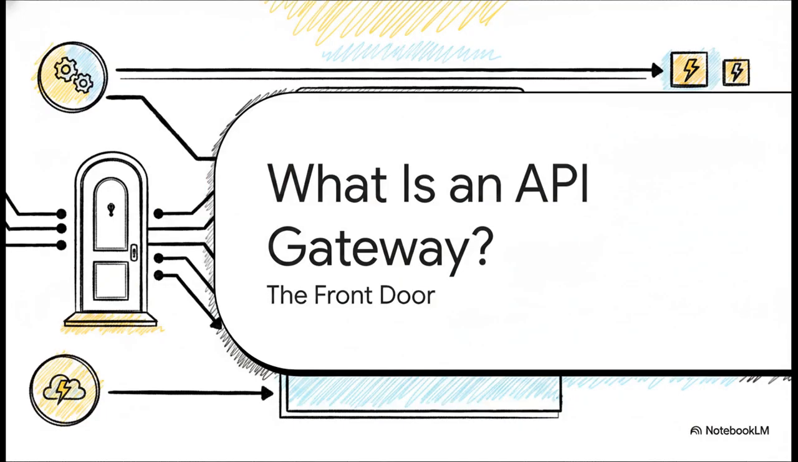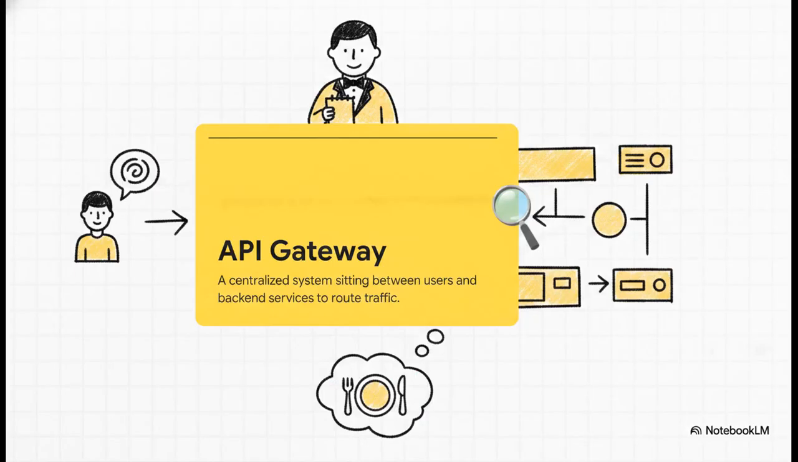Section 2. What is an API gateway? Formally speaking, an API gateway is a centralized system sitting squarely between the users and the backend services. Its entire job is to receive incoming API requests, inspect them, apply security rules, and route the traffic. Going back to our restaurant analogy, the API gateway is the ultimate waiter. It calmly stands at the front, takes your incredibly complex order, and then coordinates with the kitchen staff behind the scenes. You, the customer, never even need to step foot in the kitchen.